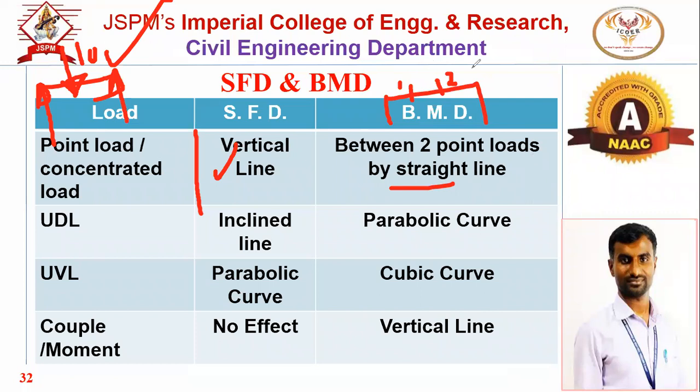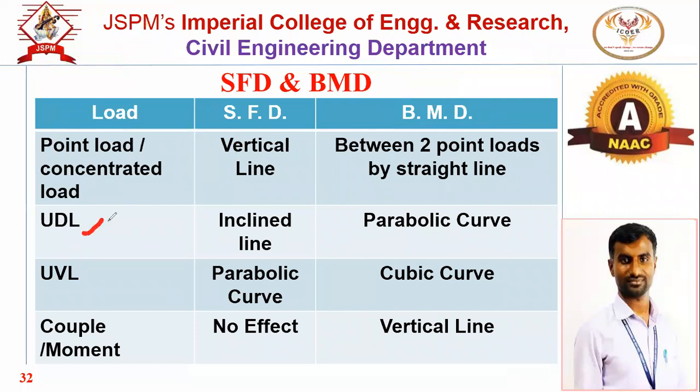Then if the loading is UDL, the nature of SFD for the UDL will be an inclined straight line like this. And the nature of UDL loading in BMD will be a parabolic curve. That parabolic curve is also called the second degree curve.